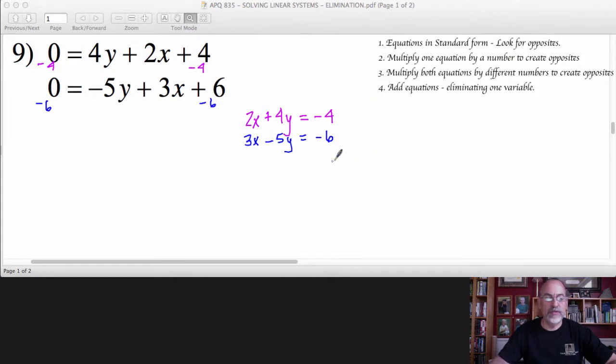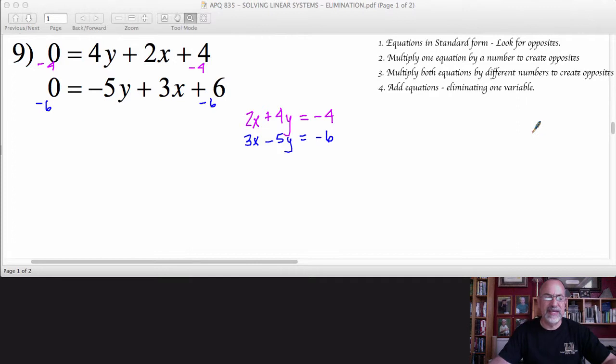The x coefficients are not opposites. The y coefficients are not opposites. So can I multiply one equation by a number to create opposites? I cannot do that with the x's, and I cannot do that with the y's, so I'm going to have to multiply both equations by different numbers in order to create opposites. Now, the y values have opposite signs, so I'm going to choose to multiply these equations by these coefficients in order to create opposites. If you just want to work with smaller numbers, you can use the 2 and 3 of the x's, but it doesn't matter.